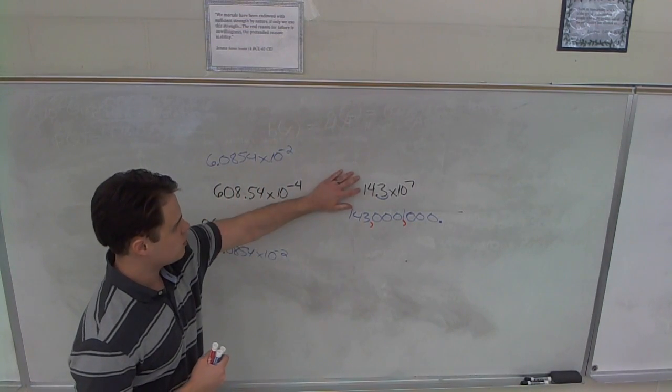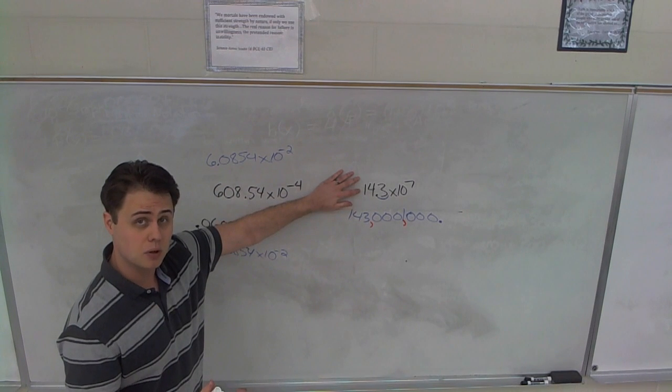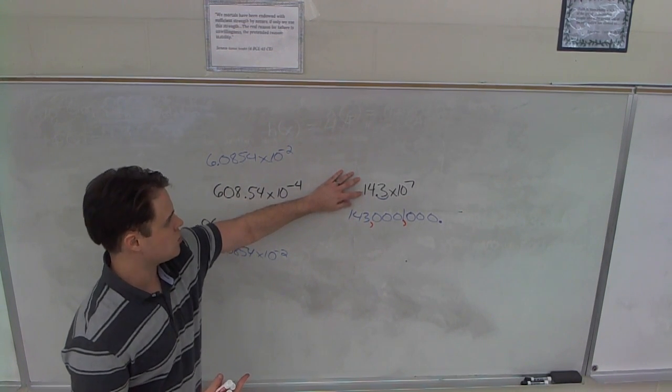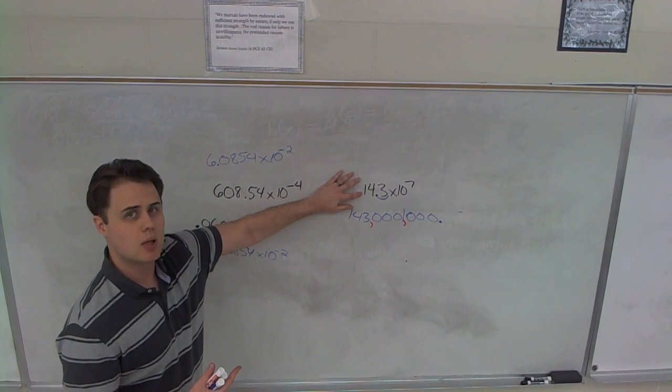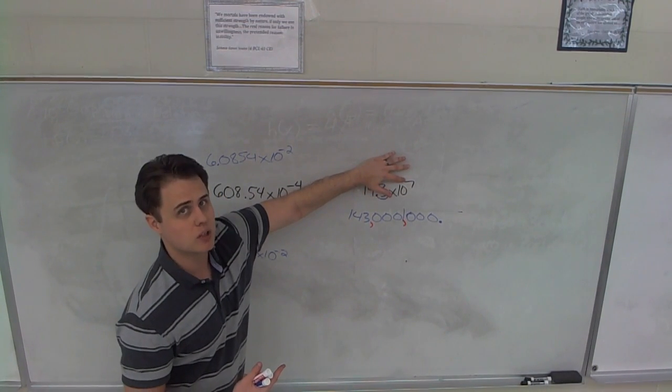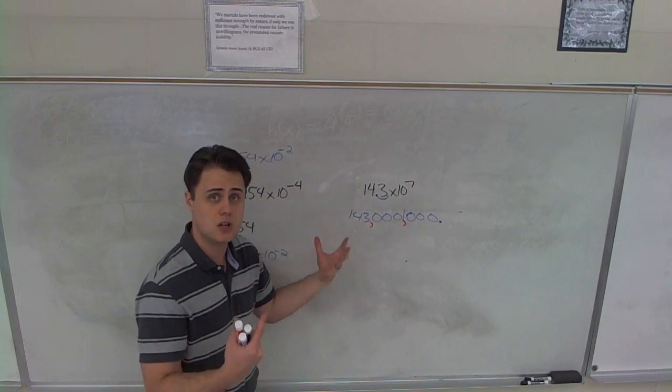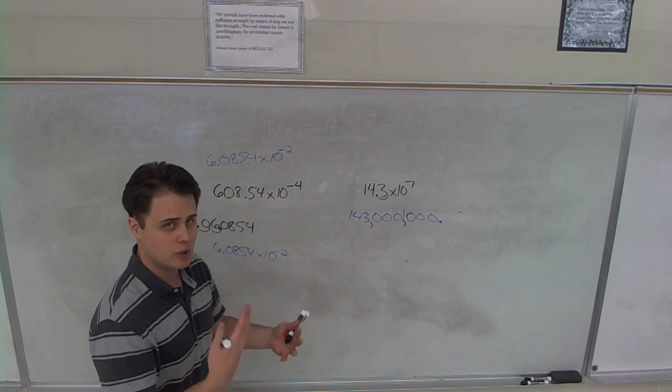That would have been a good way to think about this as well. 10 to the 6th, we learned, was millions, but it's 14.3, not millions, but 10 millions. And 14.3 10 millions is 143 million. So there's another way to think about it. So it's good to be flexible with this stuff.